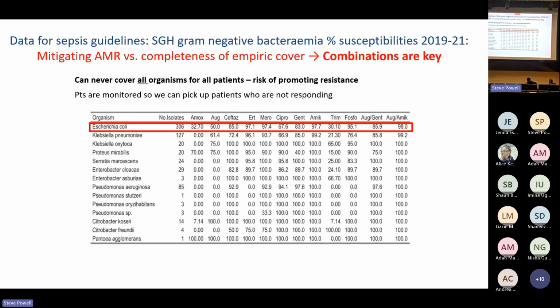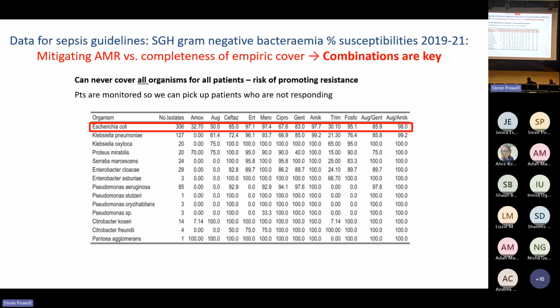This is our local St. George's data, and this is the sort of laboratory data we use to inform our antimicrobial policies. So we have all of our gram-negative bacteremias there. Let's focus on the top line, E. coli. So this is E. coli bacteremia isolates. And then the columns are again the different agents. And the focus is on the penultimate column, which is co-amoxiclav and gentamicin. It says Co-amox-Gent. And we can see that about 86% of our isolates are susceptible to that combination.